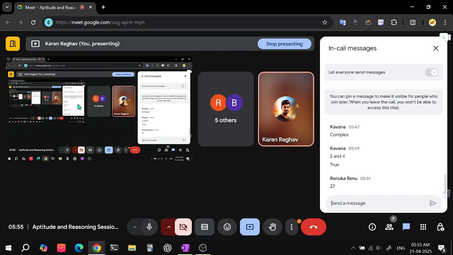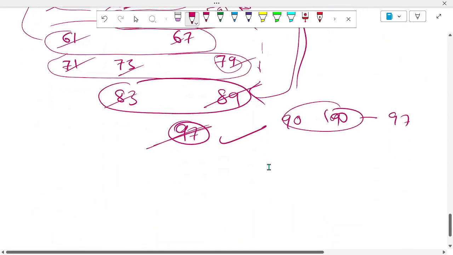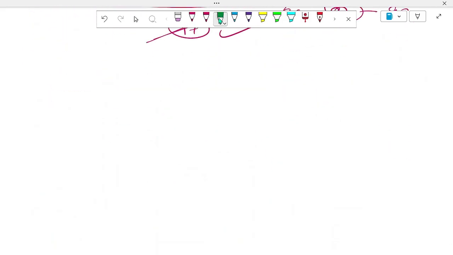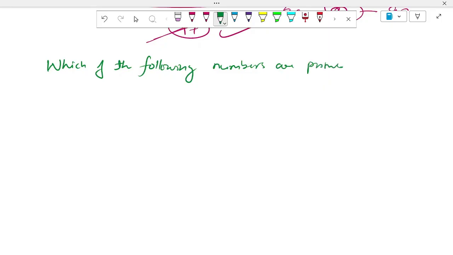Okay, I hope this was clear. Sometimes in the exam you will have questions like this. Okay, I'll give you a question here, just observe that carefully. Which of the following numbers are prime? They'll give you like this: first one 165, second one 247, and third one 571.